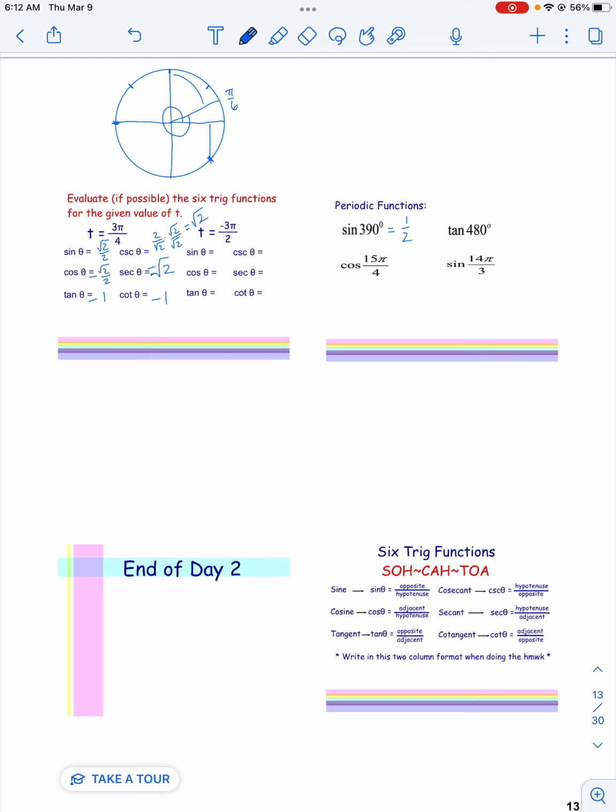So my reference angle, because it's a pi over 4, maybe you don't even have to travel all the way around the circle. You can just see that because it's a pi over 4, it's going to be a reference angle of 45 degrees. So it's going to be something to do with the square root of 2 over 2, and it's either positive or negative. In this case, it's in quadrant 4, so it's positive. Okay, that wraps up day 2.